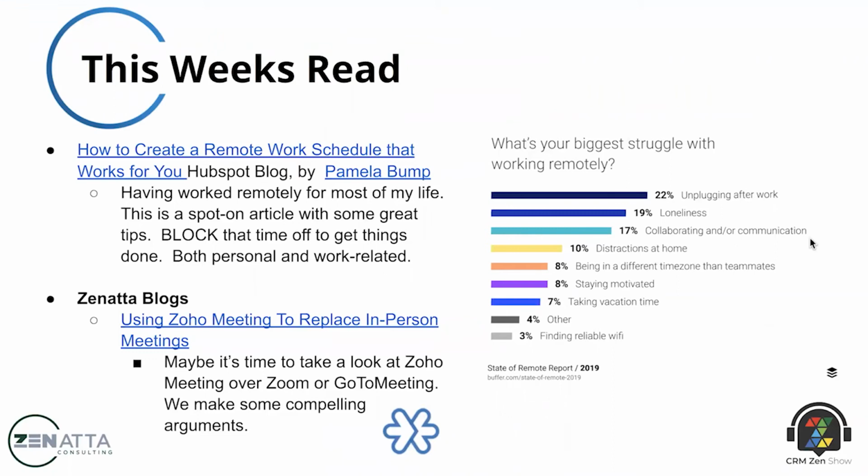I also thought this was interesting. In searching for this, sometimes we find little graphics that I like to just drop into the slide deck that we're talking about. And this one was actually well before anything came out, but it was from buffer.com. They published a survey called State of Remote 2019, and they talked about the biggest struggle working remotely. And they kind of went through all of this, but it was unplugging after work. And I think that's 22% were unplugging after work. And then you kind of went down: loneliness, collaborating, communication, 10% distractions at home.